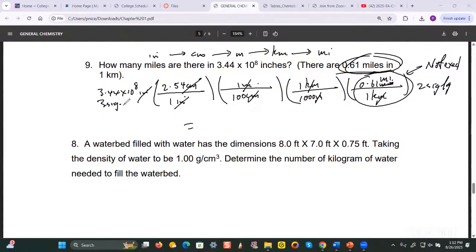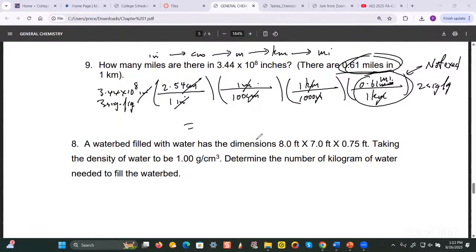Now, let me explain something. I don't think I discussed this last time. When it comes to certain conversion factors, some of them are exact relationships and some are not. All right? Well, let me work this out first and then I'll go further into that explanation.